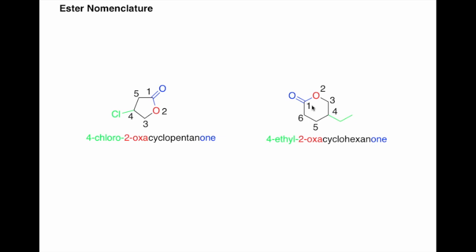We again count from the carbonyl carbon to the ester oxygen and further around the ring to substituents. Additional substituents' names are placed out front. So this is an ethyl group at the 4 position. The 2-oxa is referring to the ester oxygen within the ring, and the one is referring to the carbonyl.